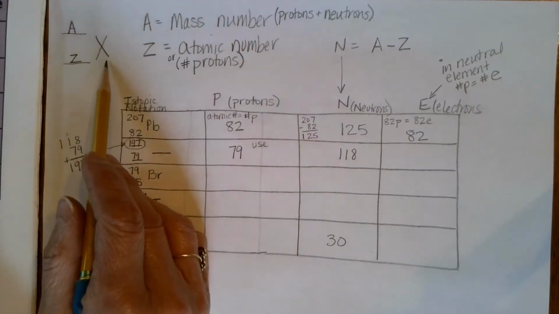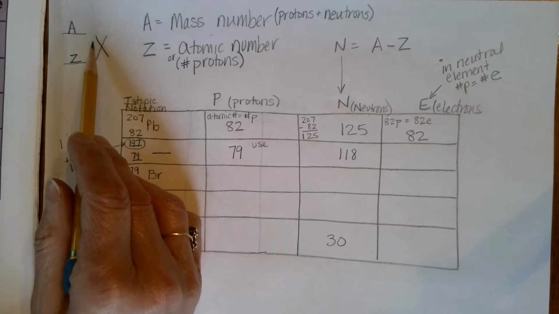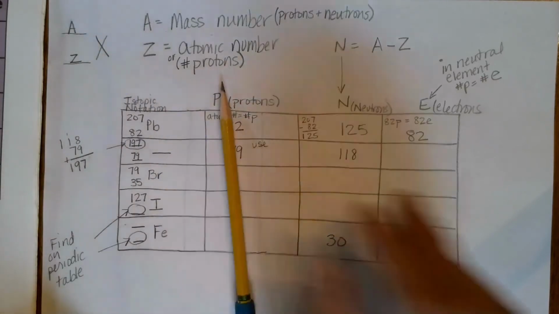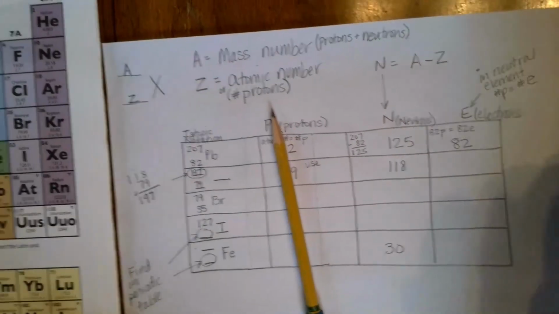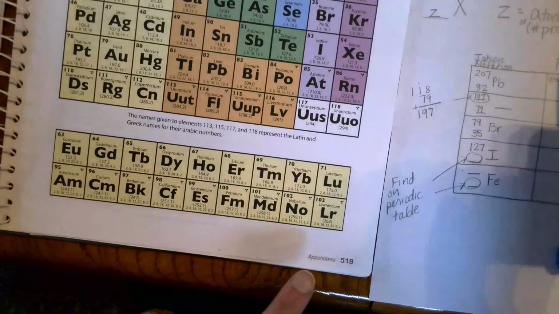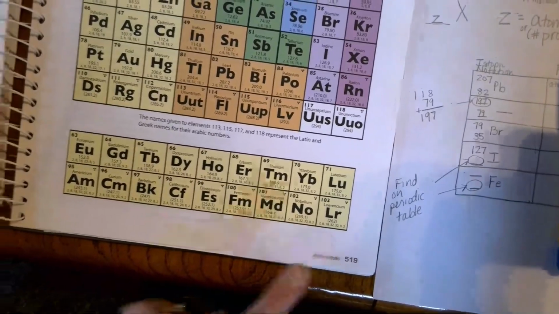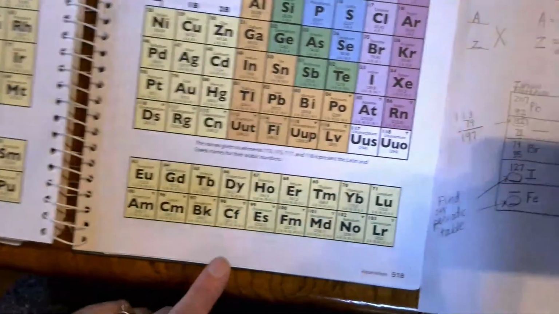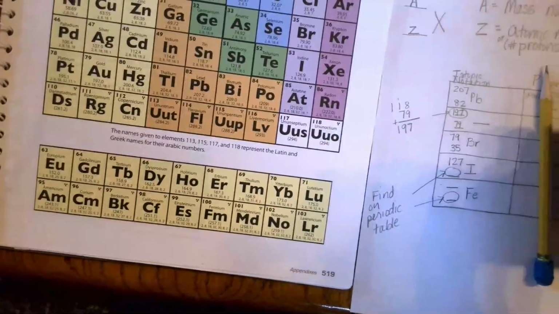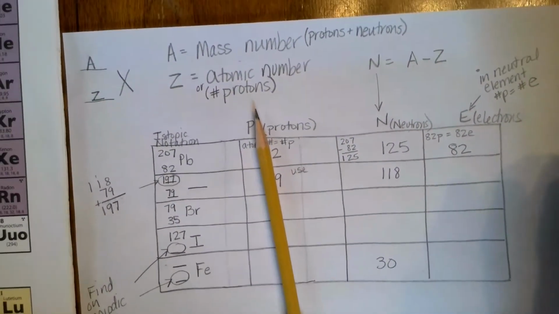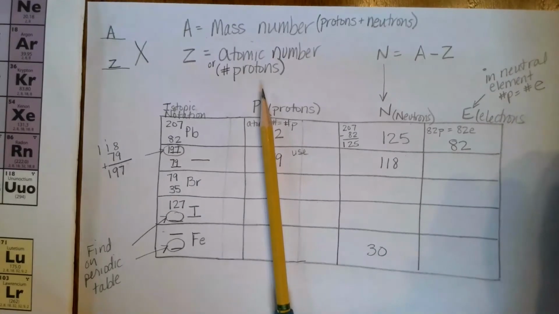When you have this symbol, it just means whatever symbol you would find of an element on your periodic table. In the back of your book on pages 518 and 519 is a diagram that represents the periodic table of elements. You'll need that for this homework question.